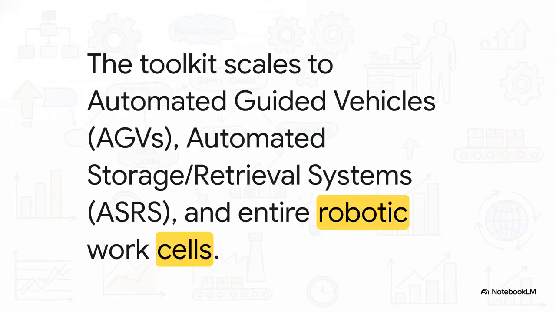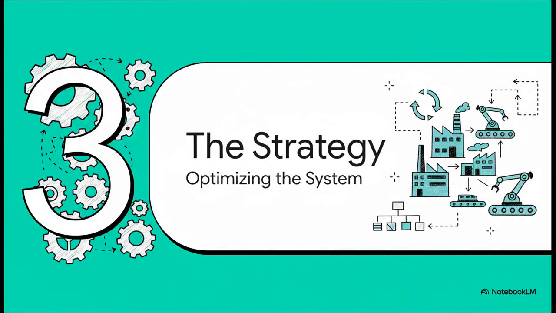And this is where the scale just becomes mind-boggling. An IE's toolkit isn't just one machine. It's about orchestrating an entire symphony of automation. We're talking fleets of automated guided vehicles gliding silently through a warehouse, robotic arms assembling products with superhuman speed, and massive retrieval systems that can find one tiny item out of thousands in a matter of seconds. Okay, now we get to the absolute core of it all, the strategy.